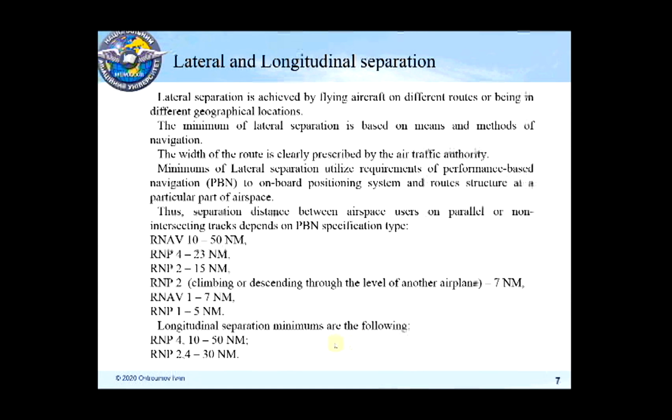According to that, we have a set of area specifications from 1 to 10, and for each of these specifications we have some values for separation. For lateral separation, for example, for RNP1 we have 5 nautical miles, for RNAV1 7 nautical miles. What does it mean? It means that the horizontal distance between airspace users, for example in Ukrainian airspace, has to be 5 or 7 nautical miles. It depends on airspace type. And longitudinal separation minimums, you can also see here that for RNP 4 and 2 we have 30 nautical miles.